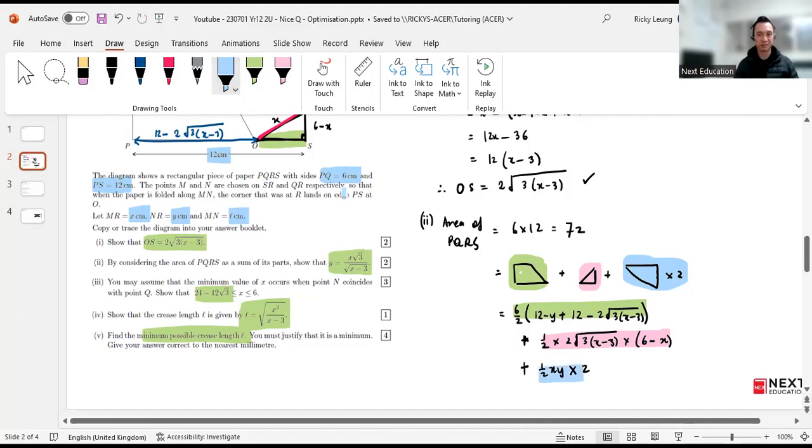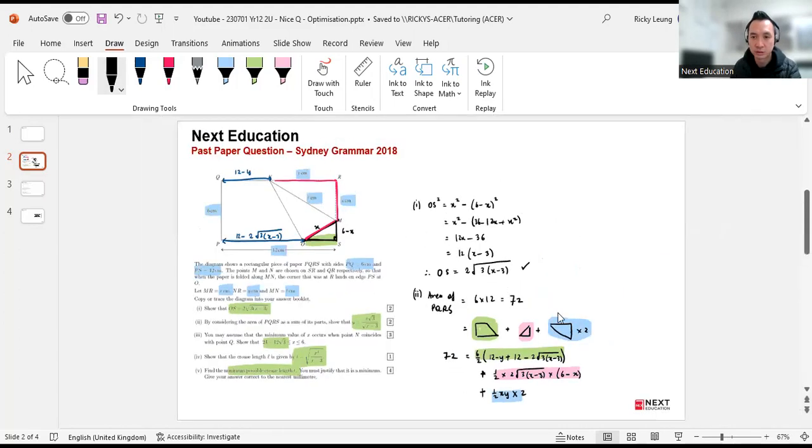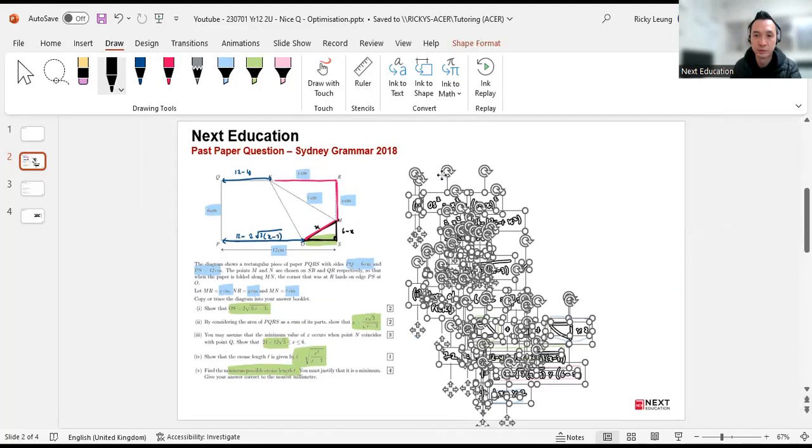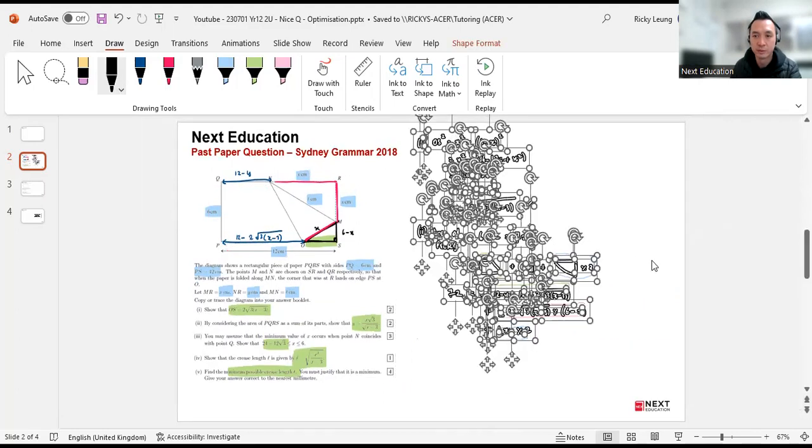Now, let me just check. Looks a bit messy. Now, what am I trying to do? I'm trying to make y the subject. Okay. So, and all this equals to 72, right? Because that's the total area, right? All right, let's clean this up. Now, I don't have any more space. Unless I do this, of course. Let's move it up. Okay, perfect.